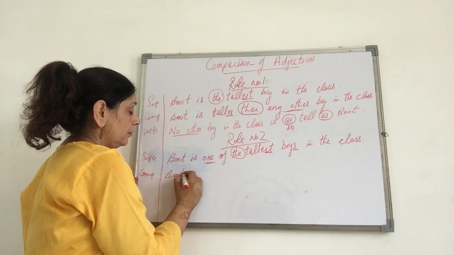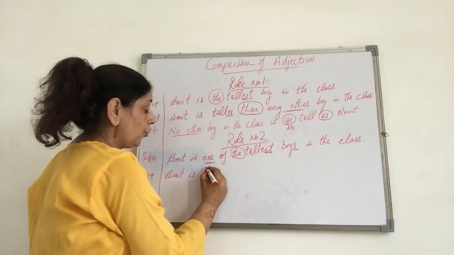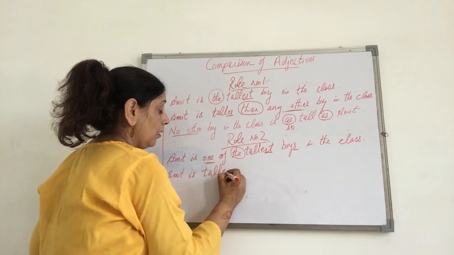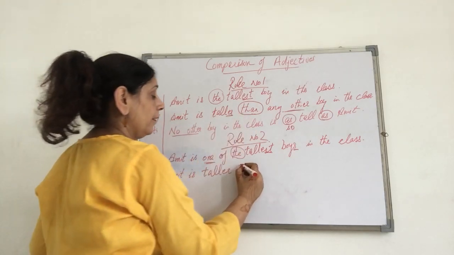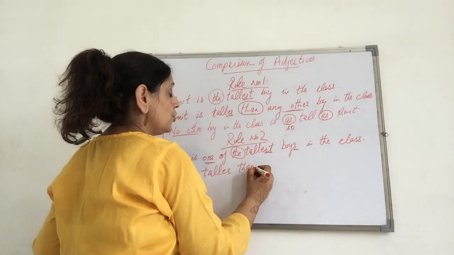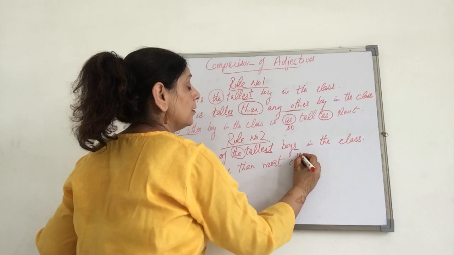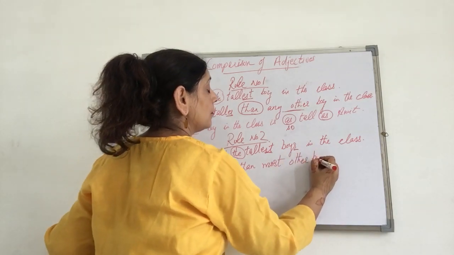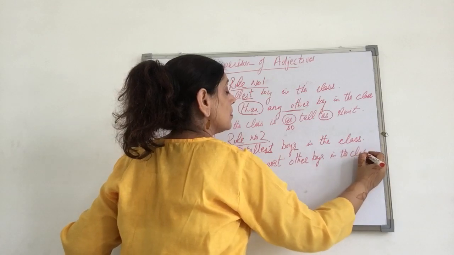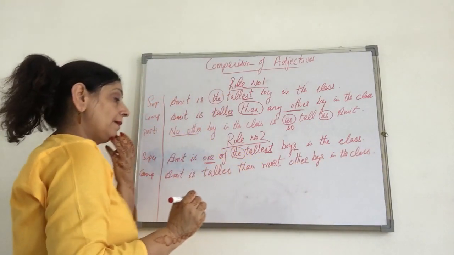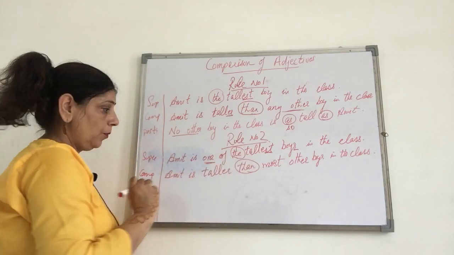Amit is, what is the comparative word? Taller. What is the compulsory word of a comparative sentence? Than. Amit is taller than most other boys in the class. Right? So than is the compulsory word, you know by now.